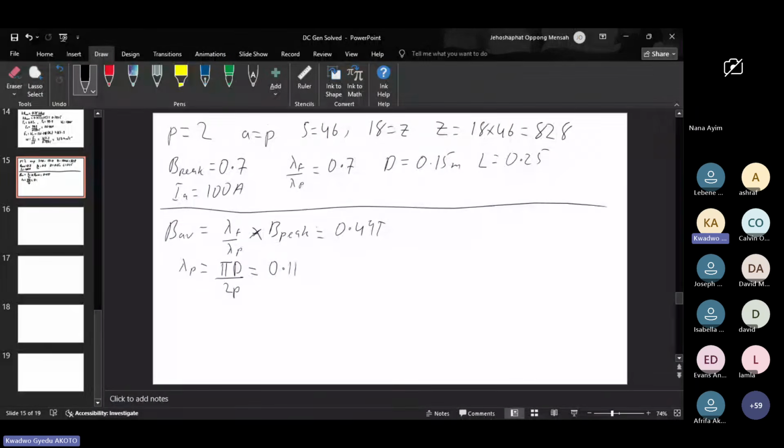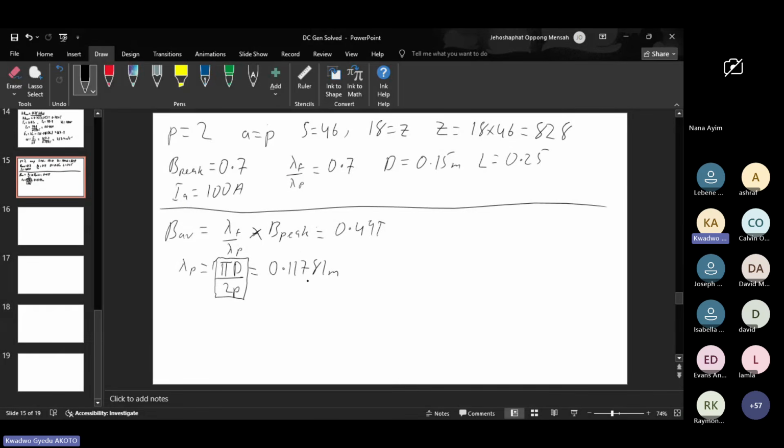No, this isn't area, okay? This is just a fixed formula, so keep it in mind. 0.1181 meters. This is the formula for our pole pitch, okay?